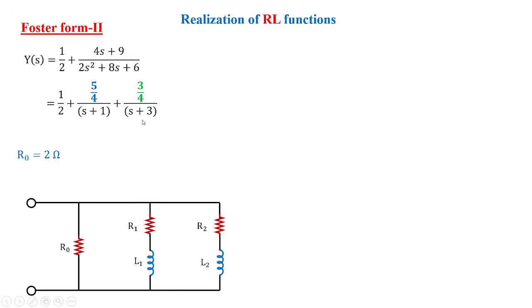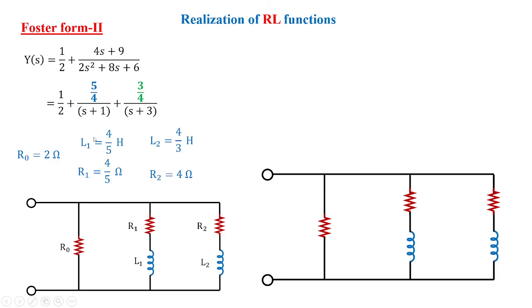Now, just take the value of R0 as 2. You can see here we have 1 by 2, then R0 becomes 2, just by taking the reciprocal values. Now you can see here we have L1 as 4 by 5 Henry. We obtained the value of R1 as 4 by 5 ohms, and L2 as 4 by 3 Henries, and R2 as 4 ohms. Now when we replace the values of L1, R1, L2, R2 and R0, this is what we are going to get. Now you can see we have this kind of form which is known as Foster form 2, which is the parallel combination of series circuits.